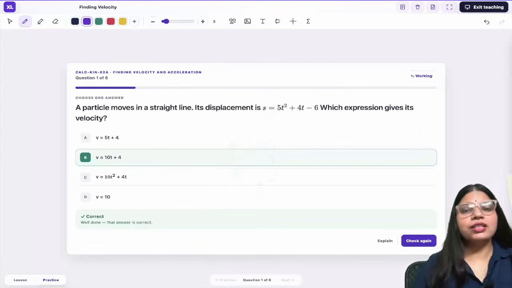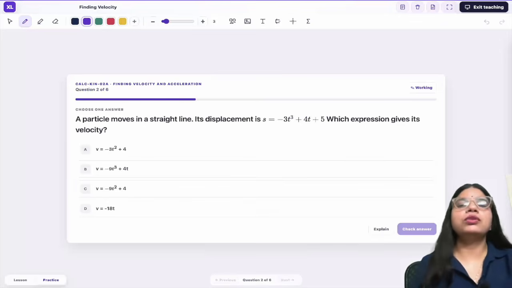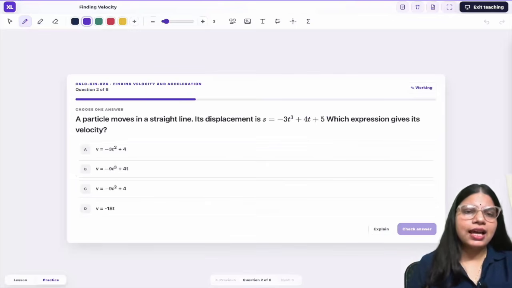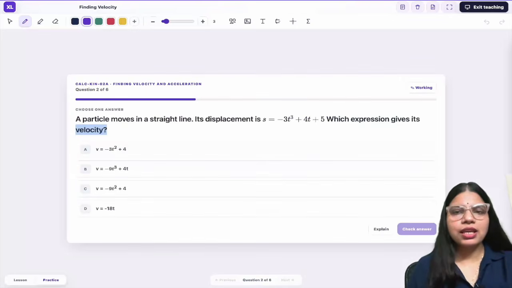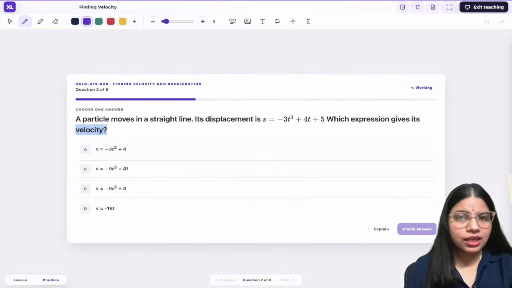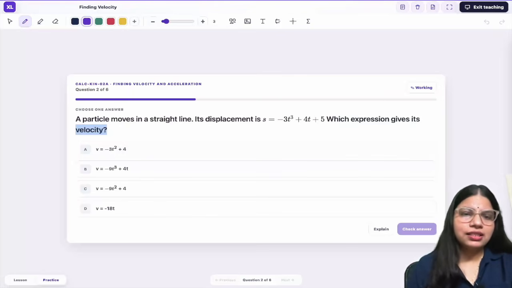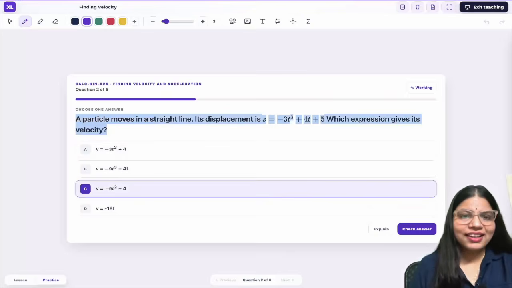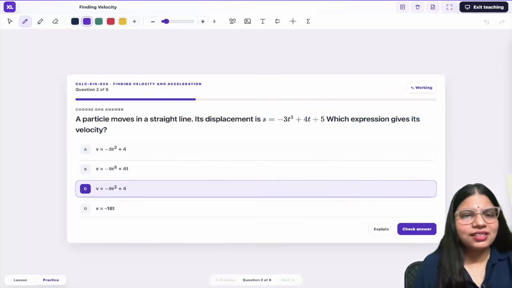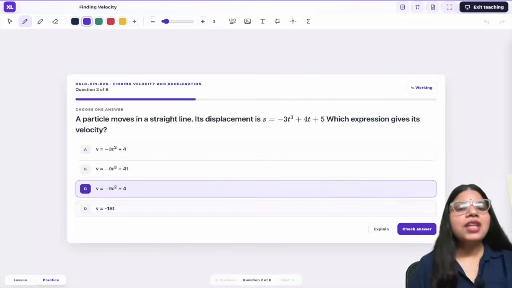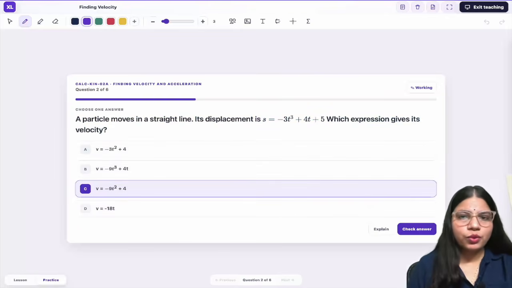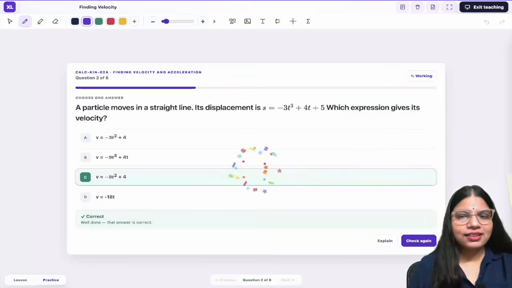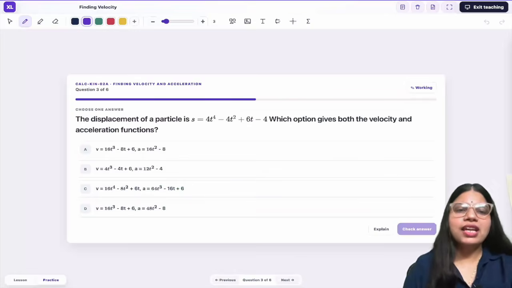Okay, let's move to the next question. We have to find out the expression for velocity again. Can we not really do the pen and paper thing and try answering directly? 3 times 3 is 9, minus 9t squared is actually only 1. Okay, it's easier to guess, right? v is minus 9t squared plus 4, and let's check. Yeah, that's correct. Moving to the next one.